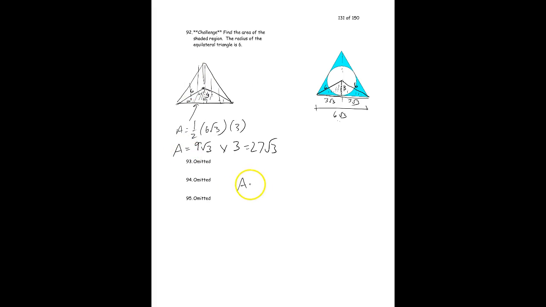And then the area of the circle, we can see that the radius is 3, so now that's a pretty straightforward problem. Pi times 3 squared is 9 pi. So the area of the shaded region is going to be the area of the entire equilateral triangle, 27 root 3, minus the area of the circle, which is 9 pi. And that will be units squared.